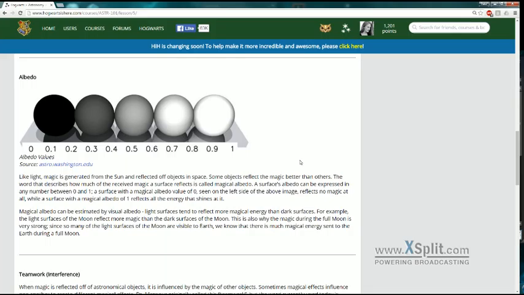Albedo. Now this is a picture of the albedo values. It goes from 0 to 1, with 0.1, 0.2, 0.3, 0.4, and so on all the way up to 1. This is from astro.washington.edu.